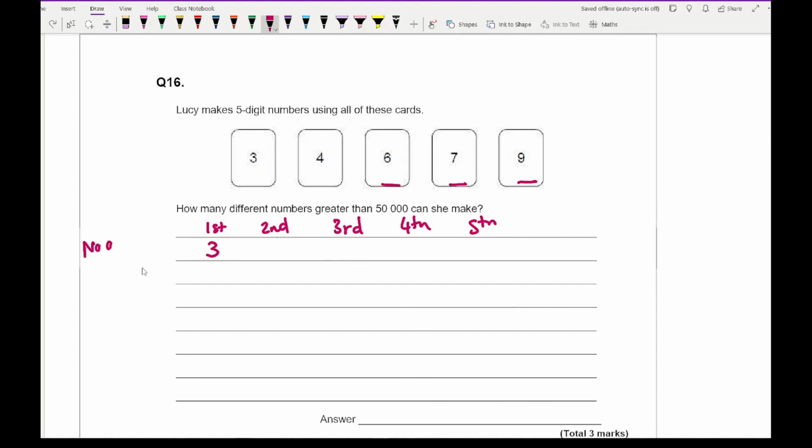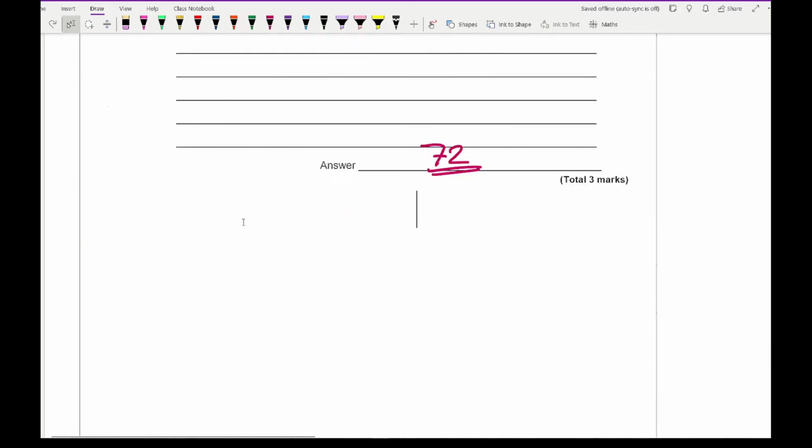So number of options, which is the 3, because I definitely need to start with those 3. I can't start with any of the 5. Now for the second number, well, I've got 4 cards to choose from. Then for the third one, because obviously 2 are already taken, I've got 3 left. Then for the fourth, I've only got 2 left. And then the fifth, I'm only going to have 1 card left. So then if I multiply each of these 5 numbers together, I get the total combination, which is 72.